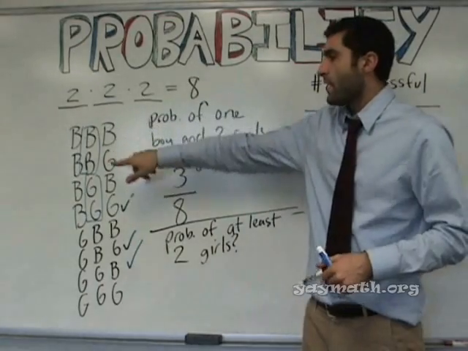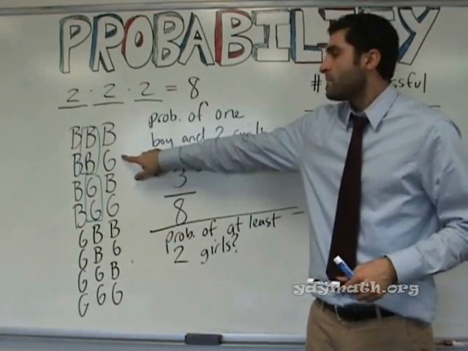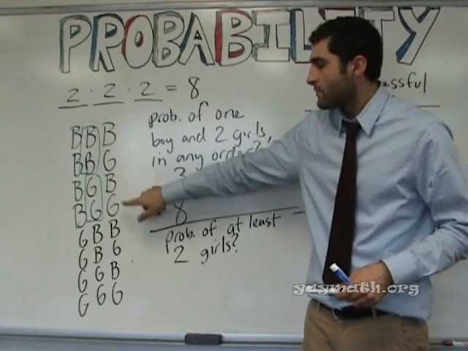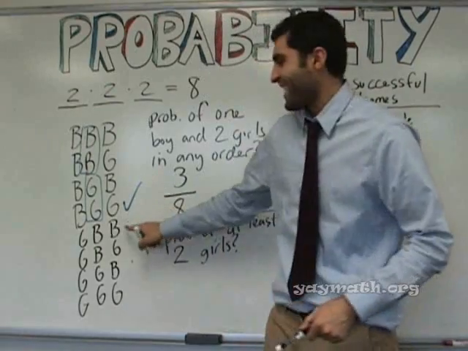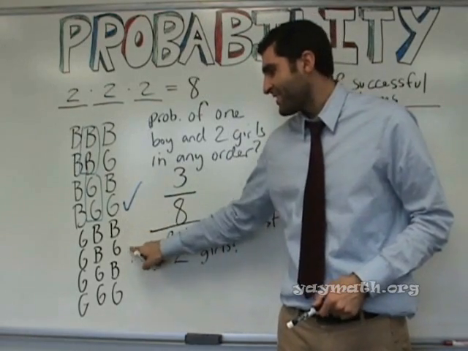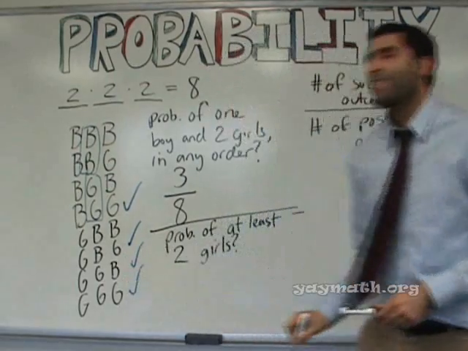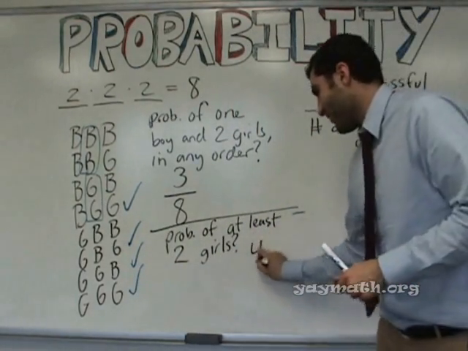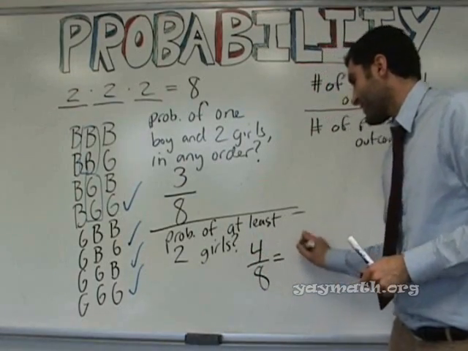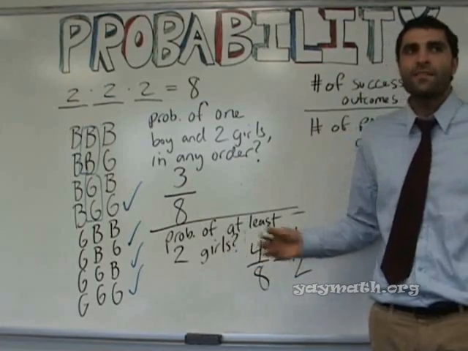Okay, let's take the checks off. Is this one? No. Is this one? No. Is this one? Yay! Is that one? Yay! That one? Yay! Answer? 4 over 8. 4 out of 8, simplify. A half. Okay, any other questions you could think of before we move on from this?